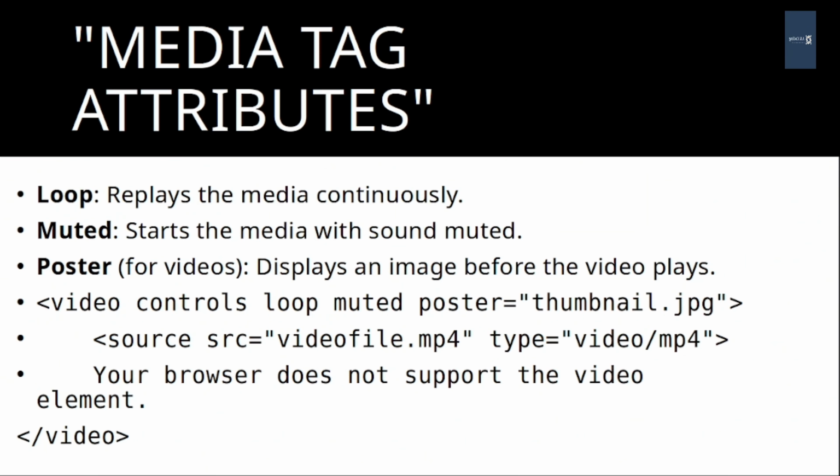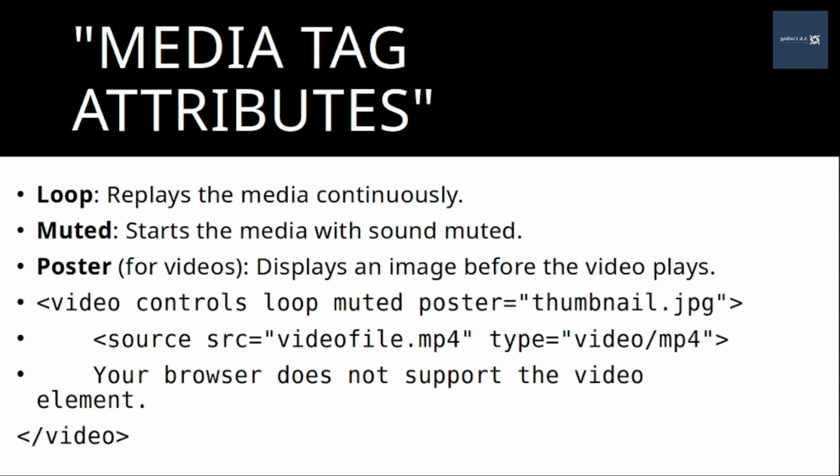We also have media tag attributes, which are called loop, muted, and poster. Loop is used to replay the media continuously. For example, when the video or audio stops, it starts again automatically; it doesn't stop at one position. Muted means the media starts with the sound muted. And we have poster for videos, which displays an image before the video plays. For example, when you go to YouTube, there is a poster like this.